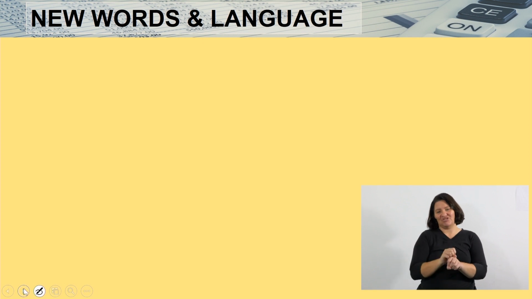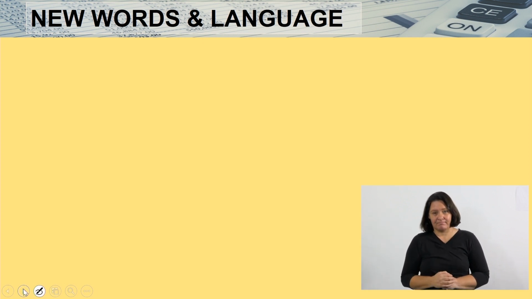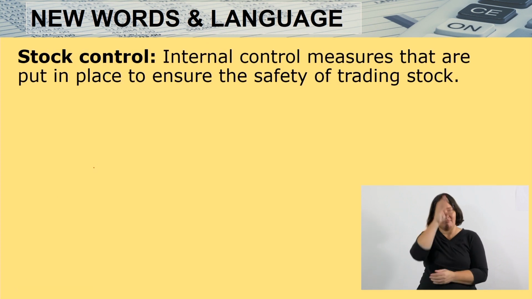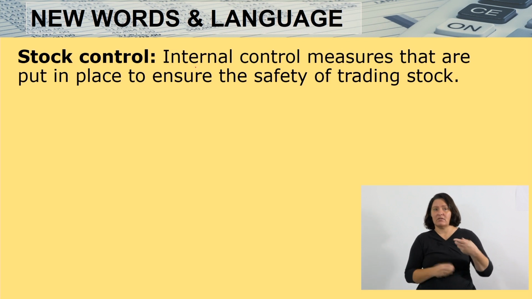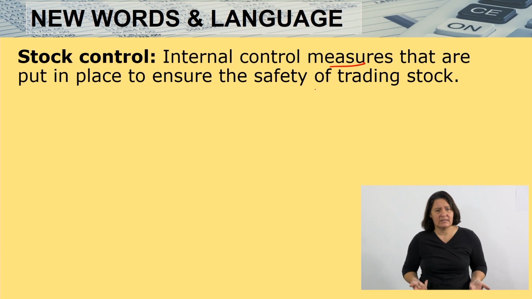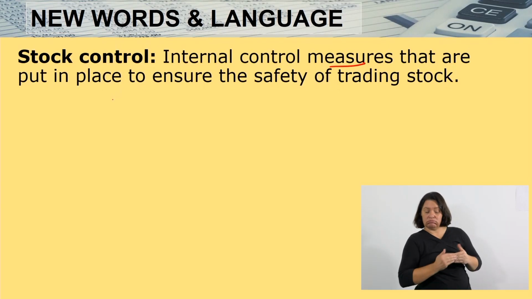Here are new words that you should learn in today's lesson. The first one is stock control. What is stock control? These are internal control measures that are put in place to ensure safety of trading stock. It is very important that as a business, we look after what belongs to us, and one of the important assets that a business owns is trading stock.